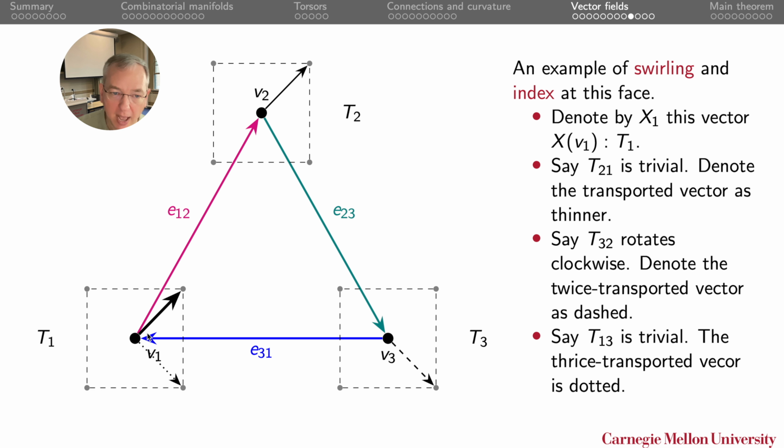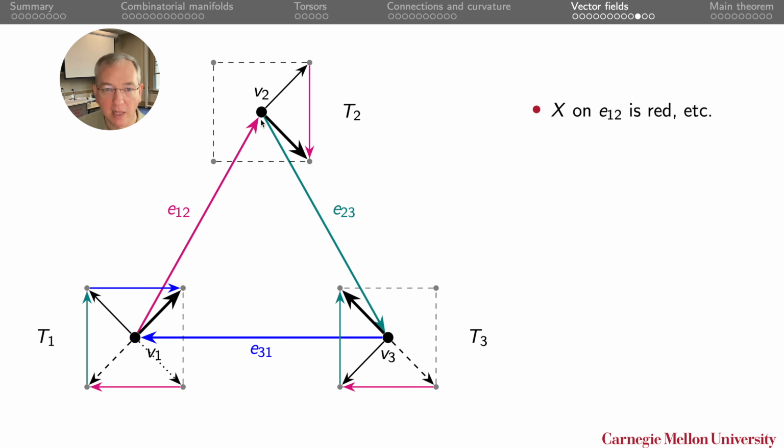So in order to do X on, say, E12, we need two more pieces of data. We need to finally choose a value of X at T2, and then we need to choose a path between the transport of X from V1 and that. So that looks like this. So let's say that we've now got X at V2 is this thick one. Here's the thin one we had transported from V1, and it is on us to pick path over style, a path from the transported one to the X, the native one.